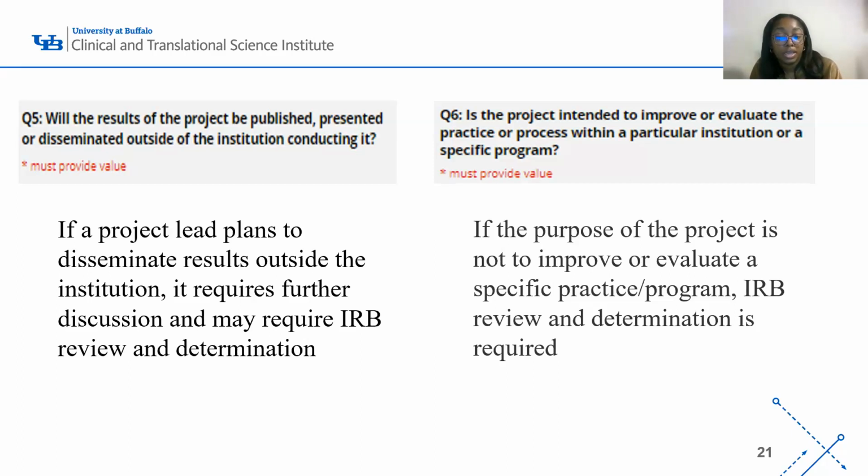For question number 6, it's important to remember that the purpose of a QA/QI project is always to improve or evaluate a specific practice or program, so that if that is not your intention, IRB review and determination will be required.